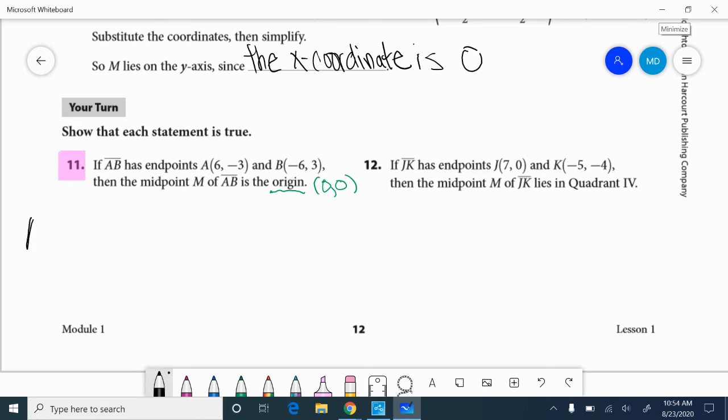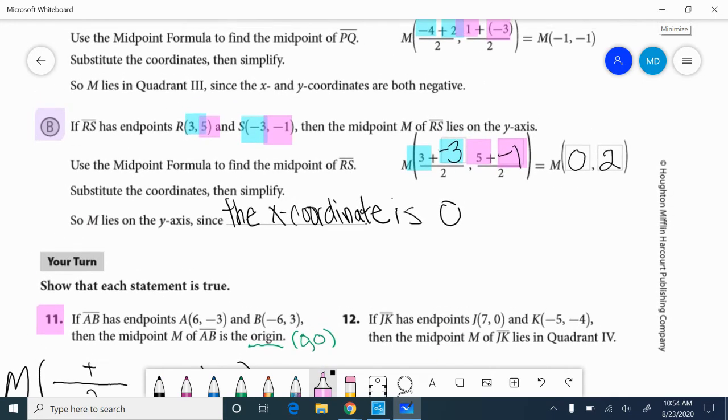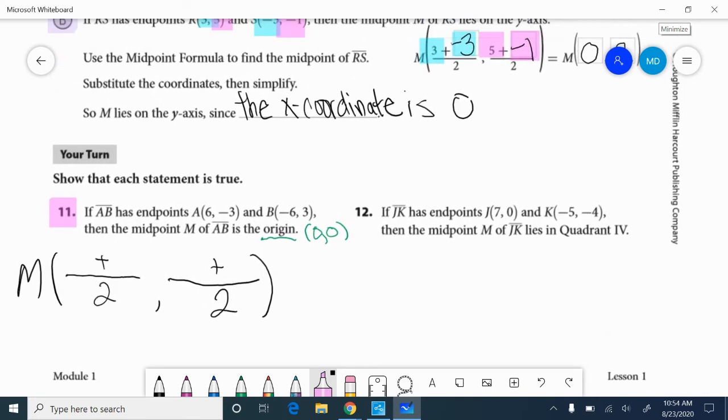And so we're going to start with our formula, M, and then we have an x coordinate here where we're going to be adding some stuff and dividing by 2, and then a y coordinate here, adding some stuff, dividing by 2. Okay, so that's just the formula. Now I got to figure out what do I put where. So let's come back, and what colors was I using? Blue for x. All right.